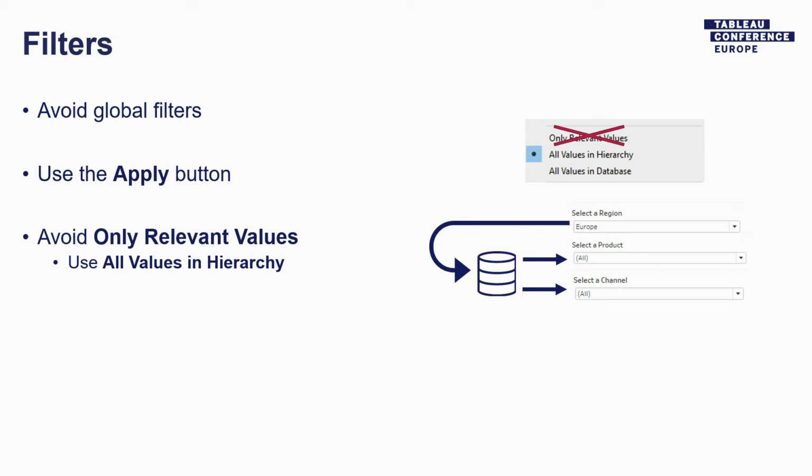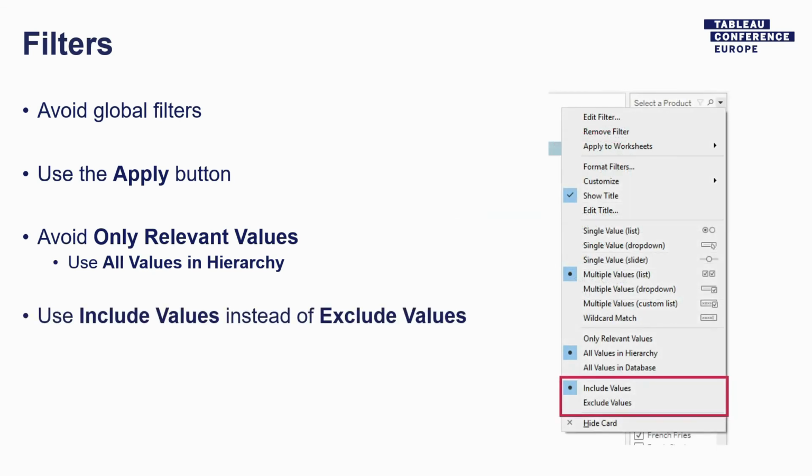Also avoid the only relevant values option. I know it's very practical, but still, if you're selecting one value in one filter, all other filters will adjust. This is one query to the database because the filters need to know what values to display that are relevant. So rather use the all values in hierarchy option, which is new since 2019.1. Also, use the default include values, and please refrain from exclude values because it makes your query statement more complex, and it's nothing really different.